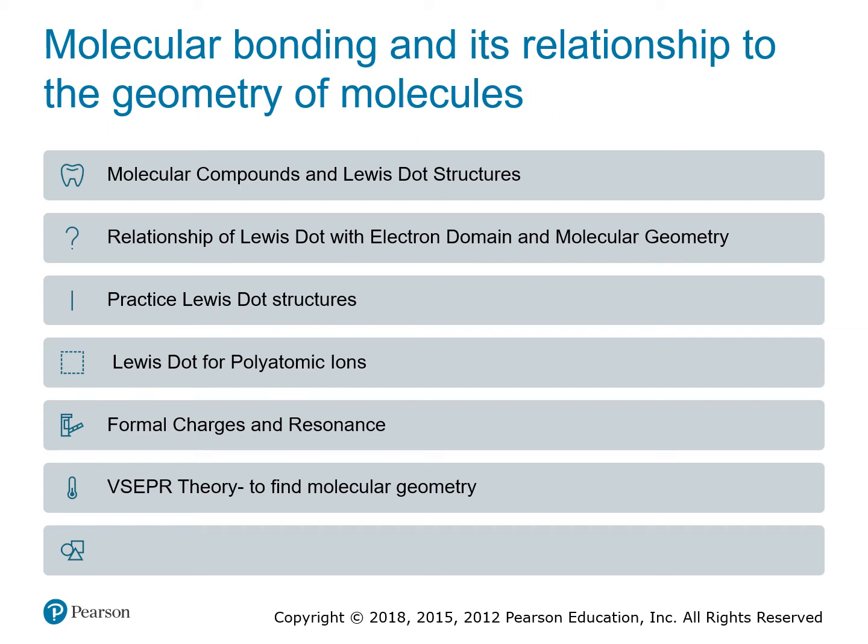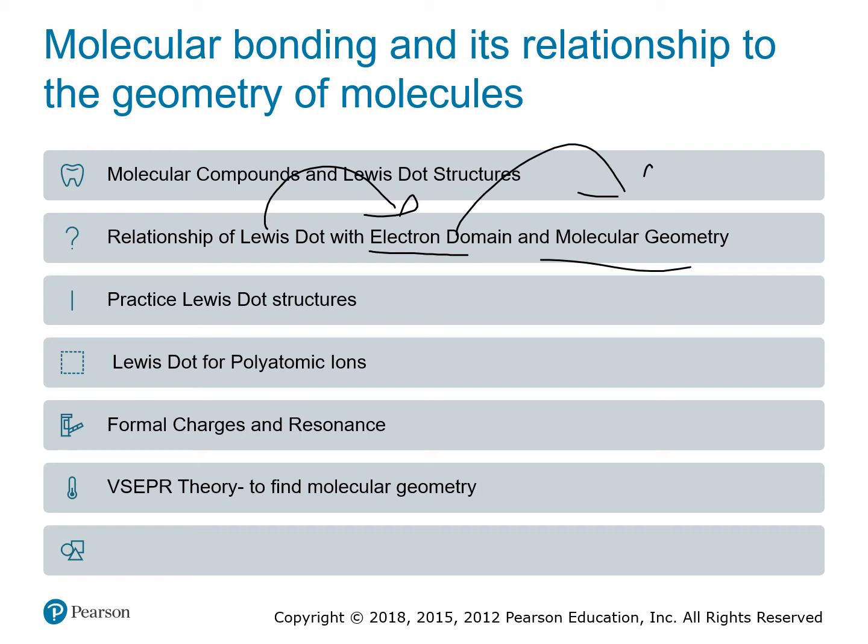Hello everyone. Today we'll be talking about molecular bonding and its relationship to the geometry of the molecules. We'll begin by talking about how we draw Lewis dot structures and then how we use them to find the electron domain and molecular geometry. I have often seen students getting confused between these two terms, but actually Lewis dot structures help us to find the arrangement of the electron domain, and that helps us to find the molecular geometry using VSEPR theory.